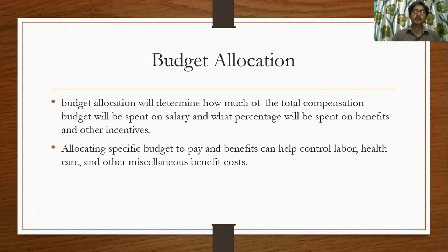If the proper salary and benefits are designed, definitely, especially in the industrial, the manufacturing sector, we can see that the incidence of labor unrests, labor disputes, industrial disputes can be lowered down to a great extent. So that can be a very prime objective of the proper budget allocation. If not done, that may have a bad impact on the entire organization.